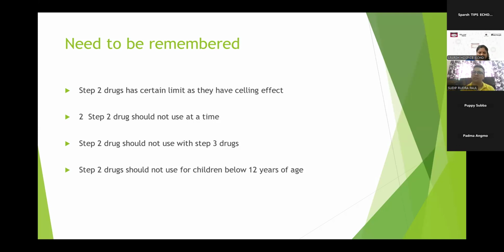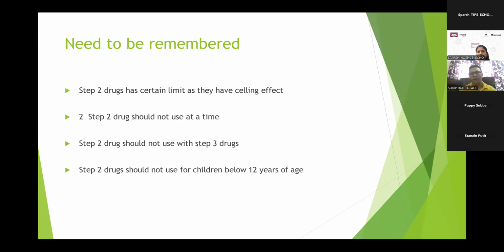Next, step 2 and step 3 drugs should not be given at a time, because both drugs work on the same receptor. If they work on the same receptor, adequate pain management will not be there. Next, step 2 drugs should not be used for children below 12 years of age, because their liver and kidney are not matured enough to metabolize those drugs. So in pediatrics, step 2 is not used, so we need to avoid that.